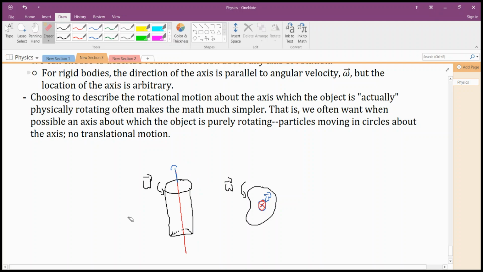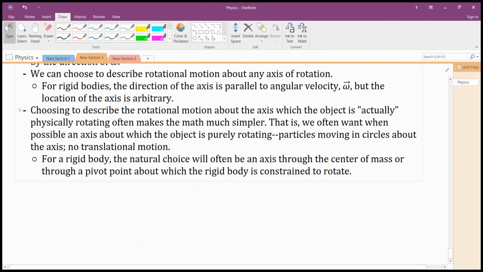Very often, this means you want to choose an axis about which the object is purely rotating. The particles of the object are just moving in circles about the axis without any translational motion. For rigid bodies, the natural choice then will often be an axis through the center of mass or through a pivot point about which the rigid body is constrained to rotate. Suppose I have a spinning disk. Here's an axis of rotation through the center of mass as it rotates about the center of mass.